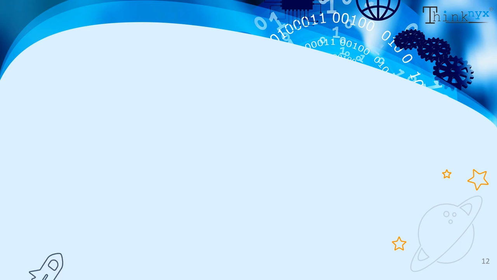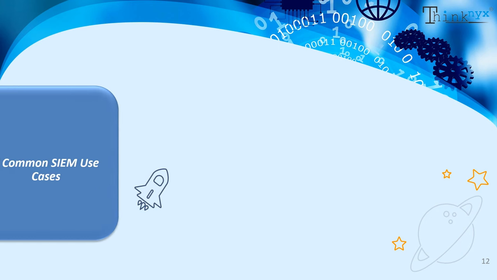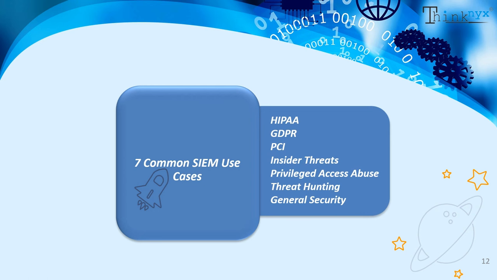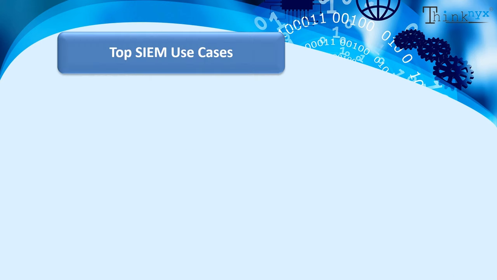Let's look at some of the most common reasons or use cases for using IBM QRadar Security Intelligence Platform. Common SIEM use cases: compliance monitoring for standards and frameworks like HIPAA, GDPR, PCI, insider threats, privileged access abuse, threat hunting, general security. Let's discuss some of the top SIEM use cases in brief. Compliance monitoring.